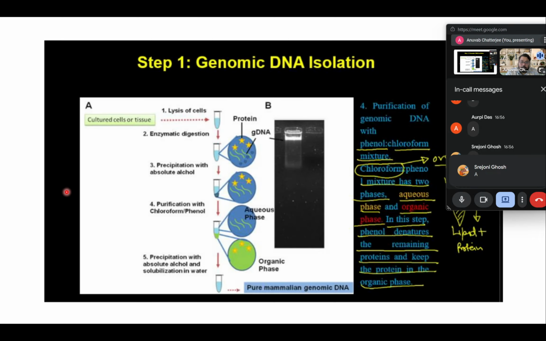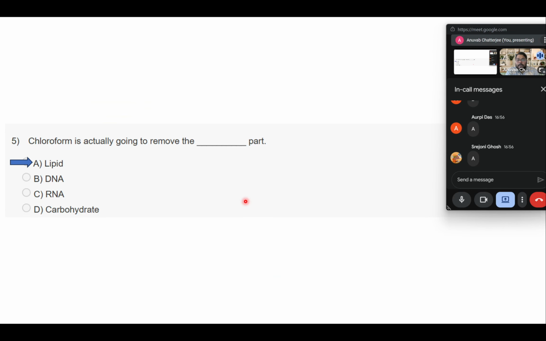Okay, so let's look at it. We have already seen how genomic DNA isolation works. The chloroform works as an organic solvent, which dissolves the lipids and pulls them down into the organic phase. And just for a reminder, phenol does the same to proteins. It dissolves them and pulls them down into the organic phase when you centrifuge the entire tube. You should then have two separate phases: the aqueous phase that will contain our DNA and similar polar molecules, and your organic phase will contain your lipids as well as the proteins. So chloroform is actually going to remove the lipid part.